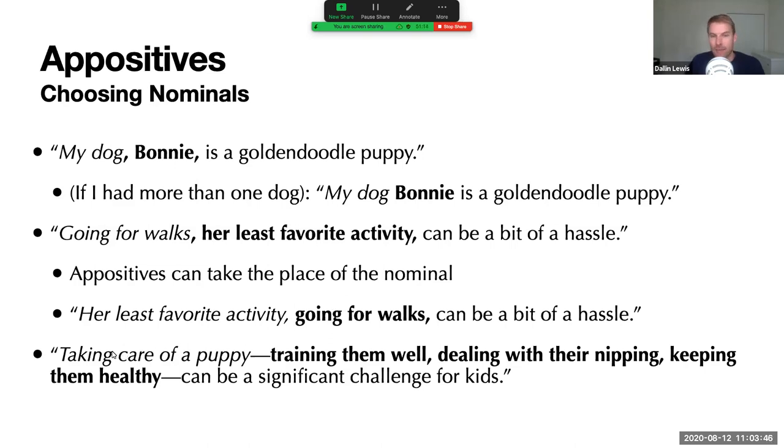And the reason I was thinking about this is because taking care of a puppy follows training them well, dealing with their nipping, keeping them healthy. All those are verb phrases, fits much better than going for walks for least favorite activity. But you can technically do this as well. So I think I thought in my head for a moment that you had to have the same grammatical form, but you obviously do not.